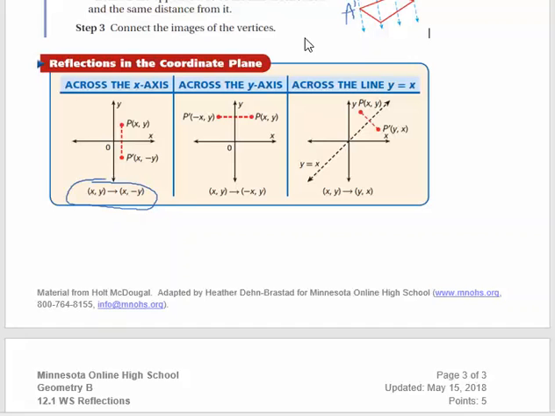To reflect across the y-axis, you leave the y-coordinate the same, but the x-coordinate will be the opposite. So the opposite of the x-coordinate, and then the y-coordinates are the same. To reflect across the line y equals x, which is the diagonal line cutting this coordinate system in half this way, you flip the x and y coordinate around. Don't change either of their signs. The x coordinate becomes the y coordinate, and the y coordinate becomes the x coordinate.